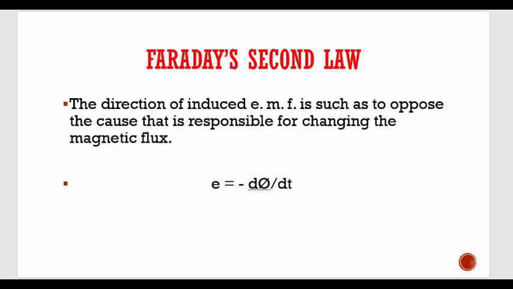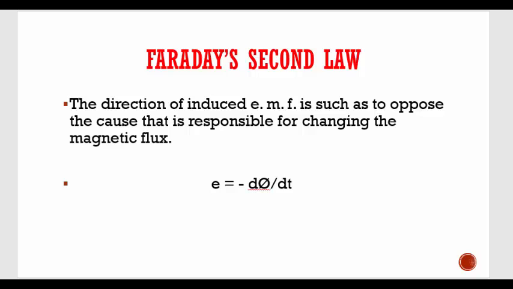The direction of induced EMF is such as to oppose the cause that is responsible for changing the flux. It means we have to apply a negative sign in front of the rate of change of magnetic flux. Because of the change in the magnetic flux, we get the induced EMF or induced current. According to the second law, it opposes the cause that produced it. This second law is also known as Lenz's law, and Lenz's law deals with the conservation of energy. Mechanical energy is converted into electrical energy, and electrical energy is converted into mechanical energy.